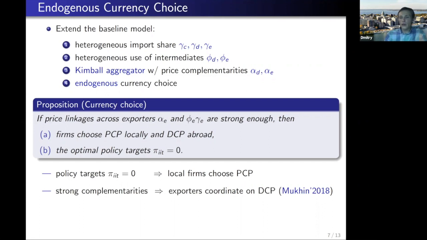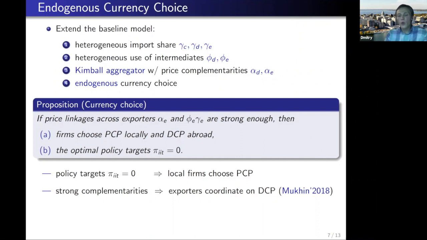So in particular, you need some strong complementarities in price setting, you need complementarities in terms of inputs, but in principle, by having enough heterogeneity, you can make domestic firms set prices in local currency and exporters set their prices in dollars. So that's what's already there. That's one of the results, for example, in my job market paper.